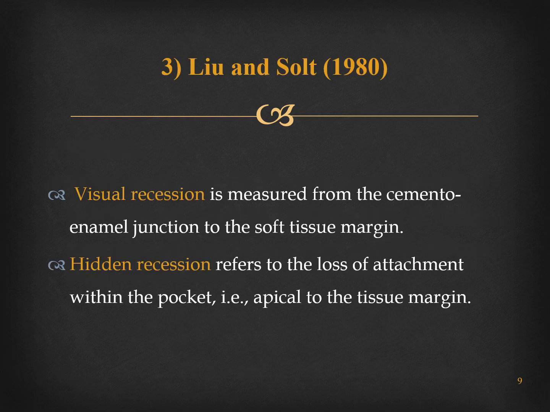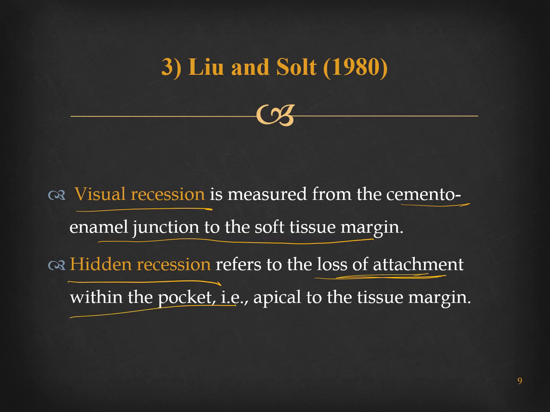Next was given by Liu and Solt in 1980. They have given visual recession and hidden recession. Visual recession is measured from the CEJ to the soft tissue margin, and hidden recession is the loss of attachment within the pocket, that is apical to the tissue margin.